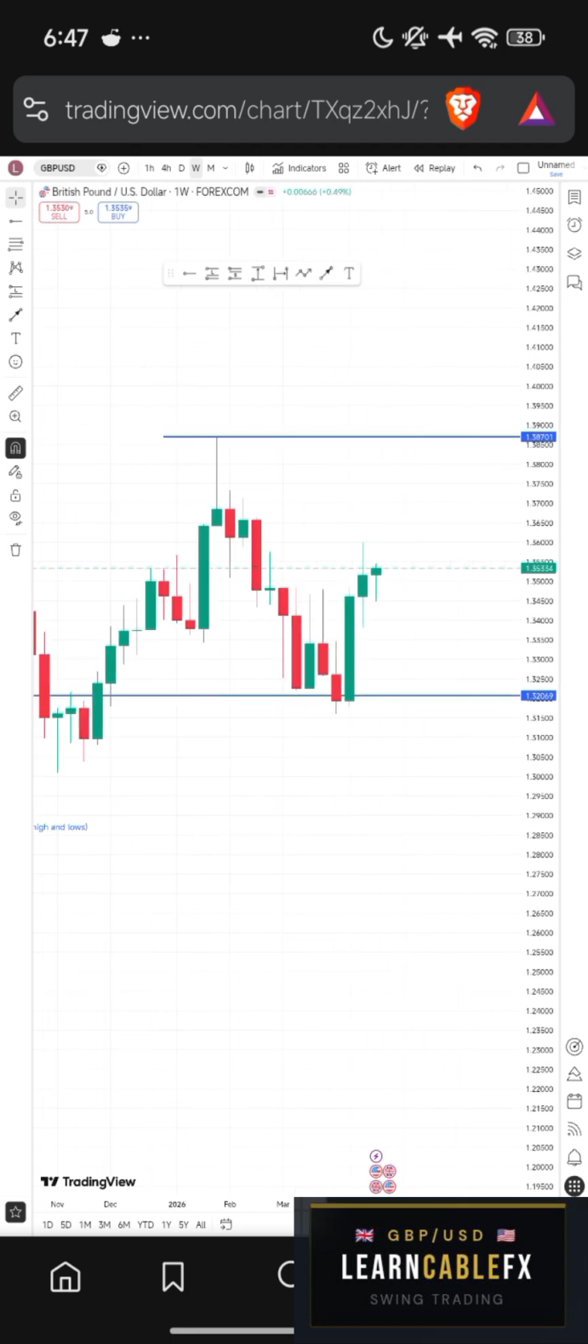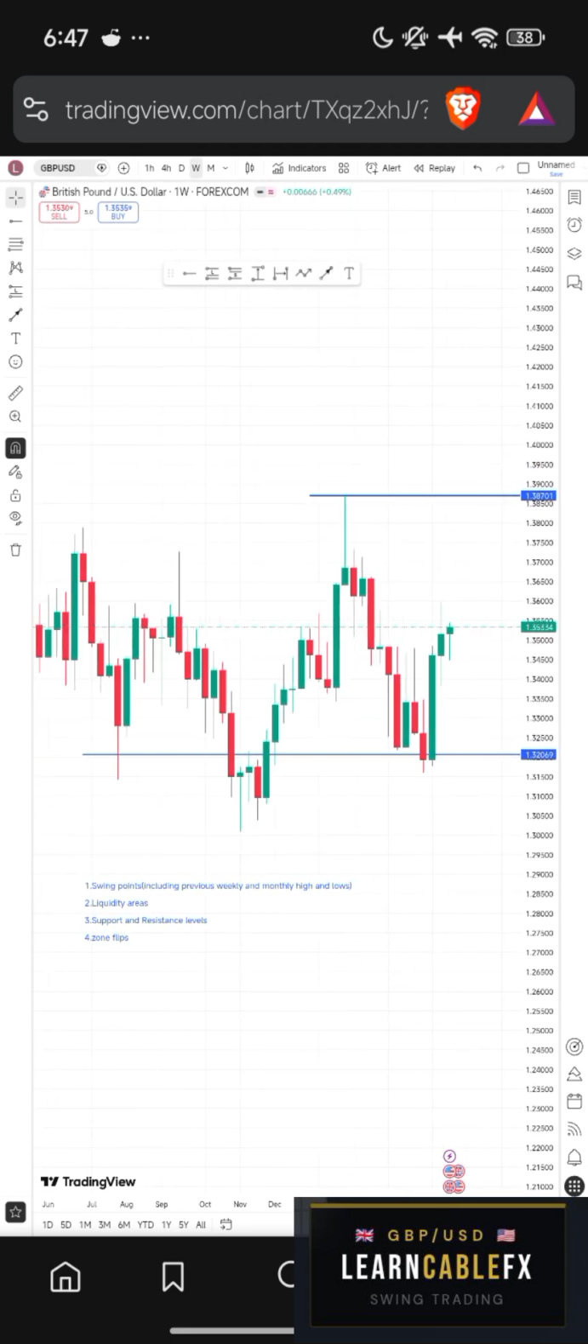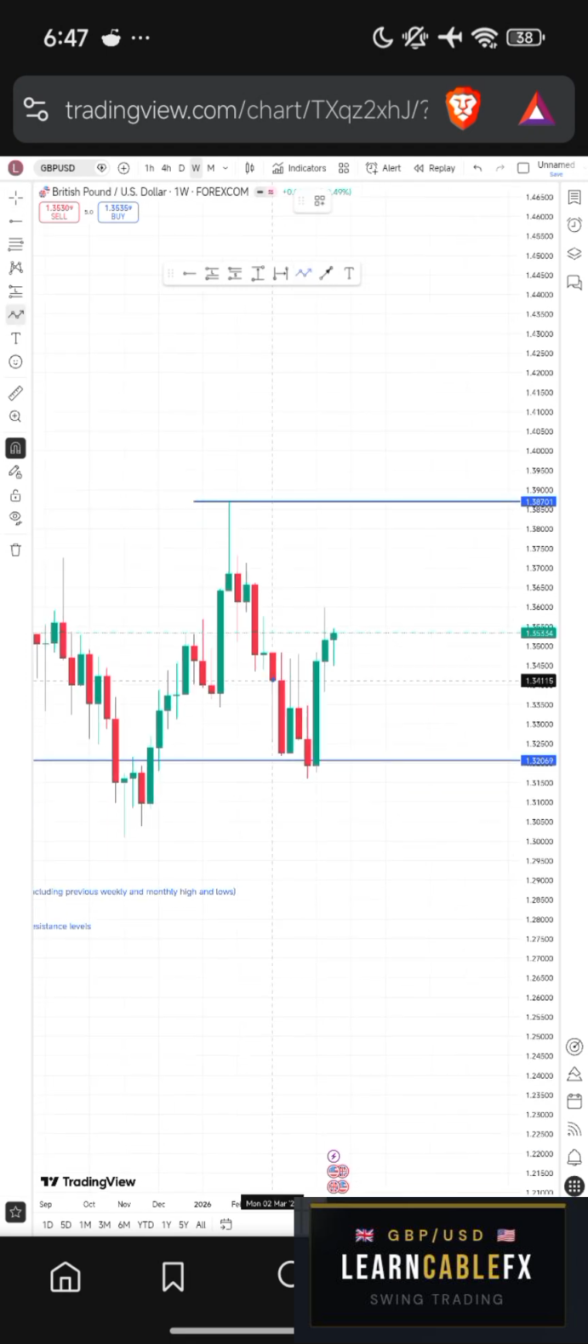On the weekly time frame, you can see there's this higher high, higher low, higher high, break of structure of this structure over here. Then we had a lower low, a lower high, a lower low, and the market broke structure, which shows we are currently in a bullish trend on the weekly time frame.